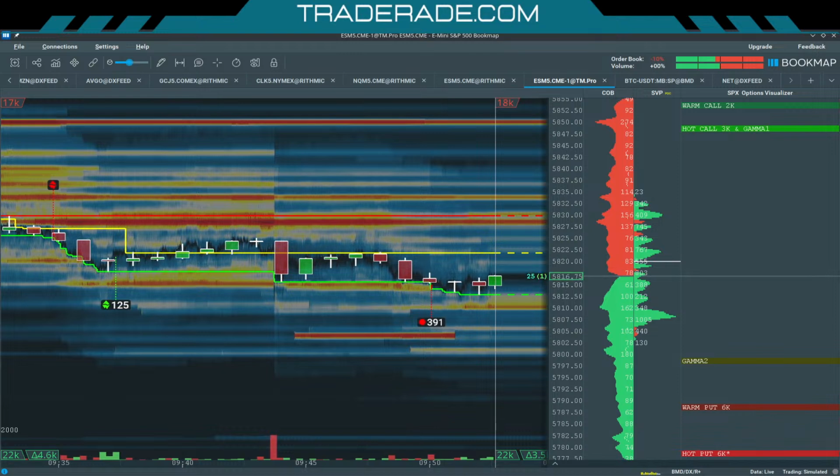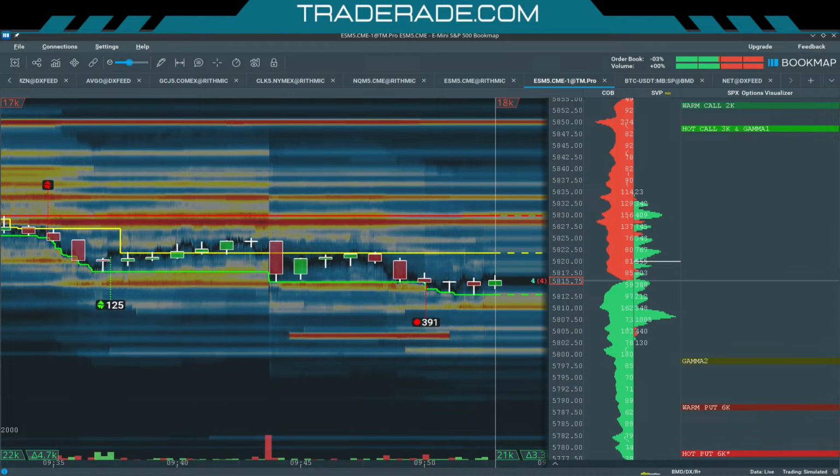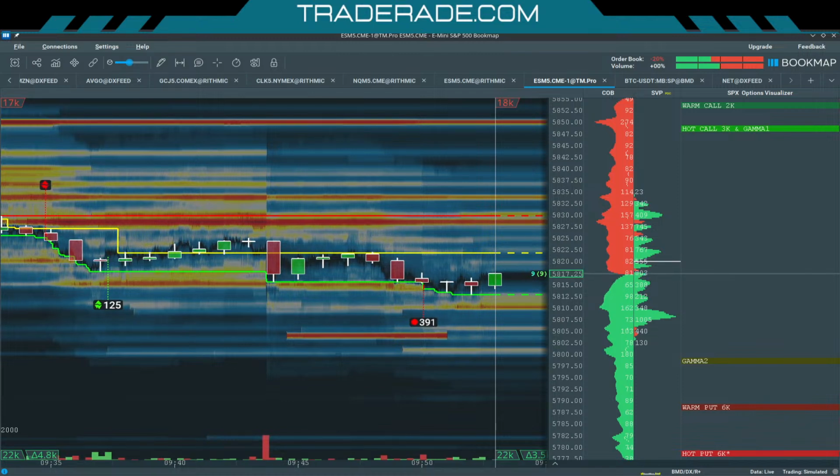Now, right now, we are getting a shift in options flow, so I'm going to address that, and we're going to get back to Q&A. We see a big shift towards put flow now, the warm put and hot put showing markedly lower levels here. And they are outpacing the two most active calls about 2 to 1. So this is from my SPX options visualizer. It's an add-on for Bookmap.